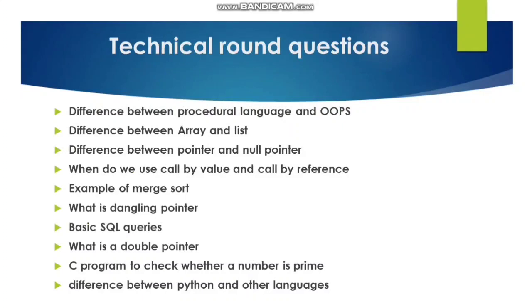Now coming to technical round questions, the technical round will be of duration 30 to 60 minutes. Most of the time the interviewer will initially ask about your favorite subjects and programming languages, and then they will start asking questions on the language you select. Some important questions were: difference between procedural language and OOPS, difference between array and list, difference between pointer and null pointer, when do we use call by value and call by reference, example of merge sort, what is a dangling pointer, basic SQL queries, what is a double pointer, C program to check whether a number is prime, difference between Python and other languages.